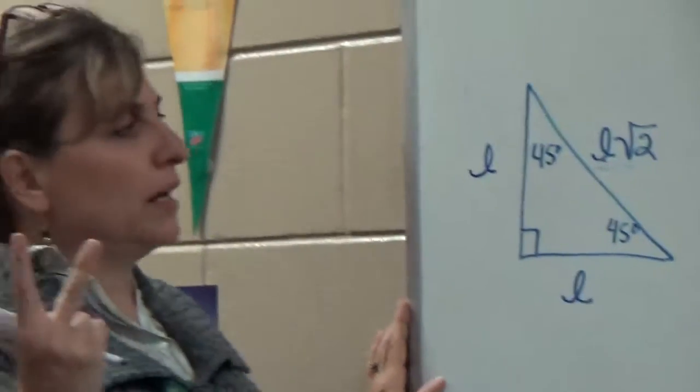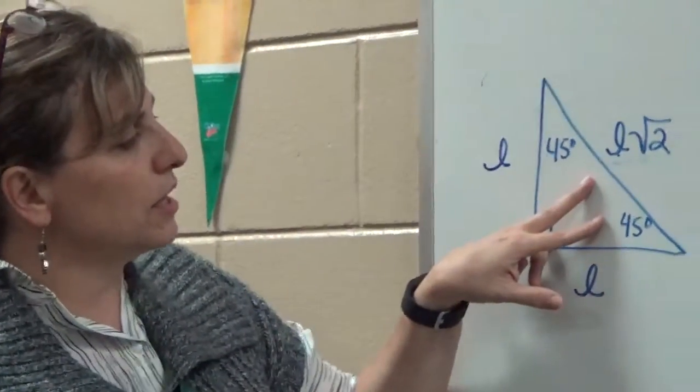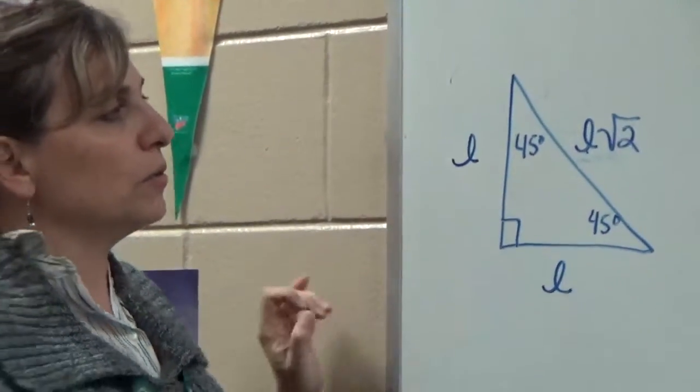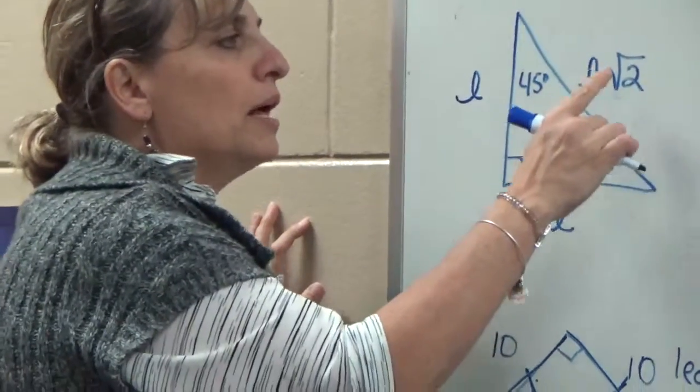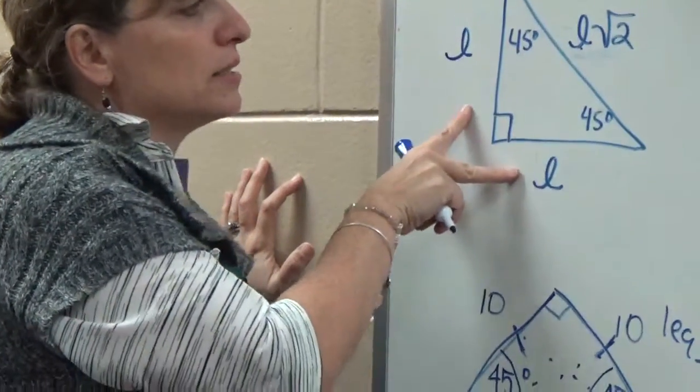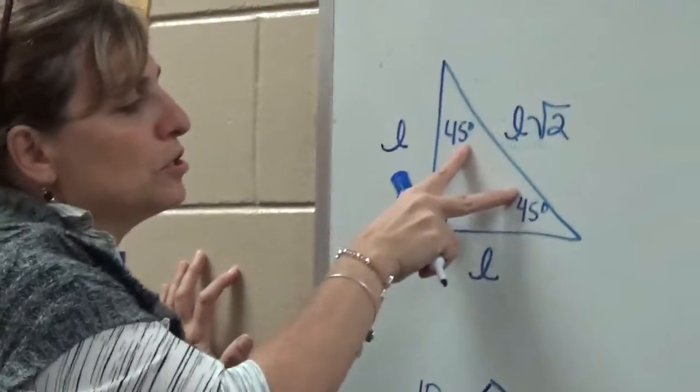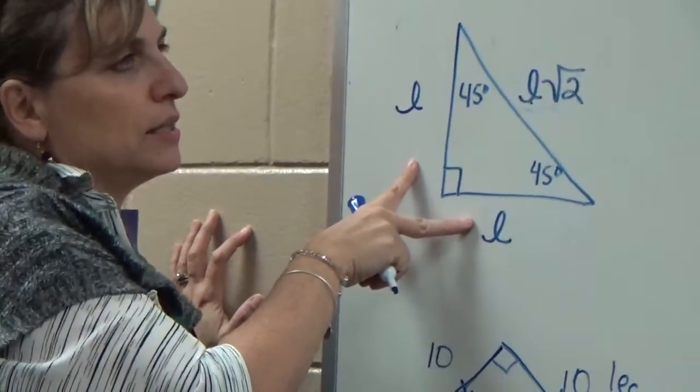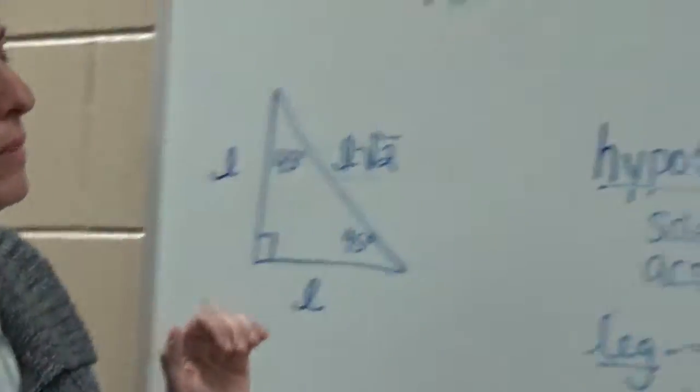You can remember that number 2 because two of the angles are equal and two of the sides are equal, so we're going to do square root of 2. The number 2 goes along with this, okay? Square root of 2. Two angles equal, two sides equal. All right, so let's see what this all means.